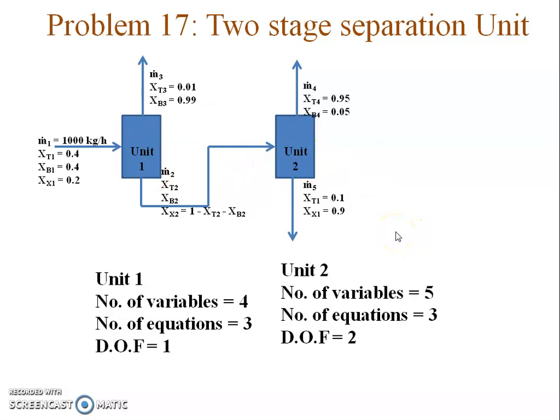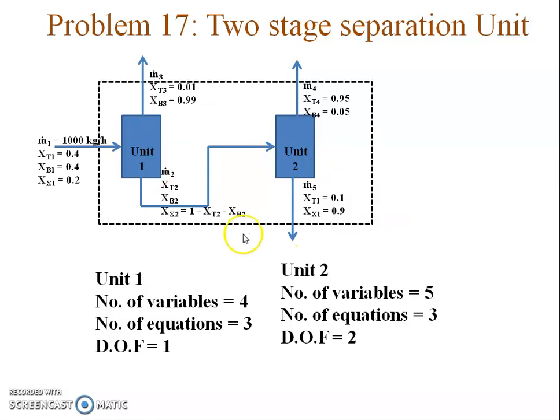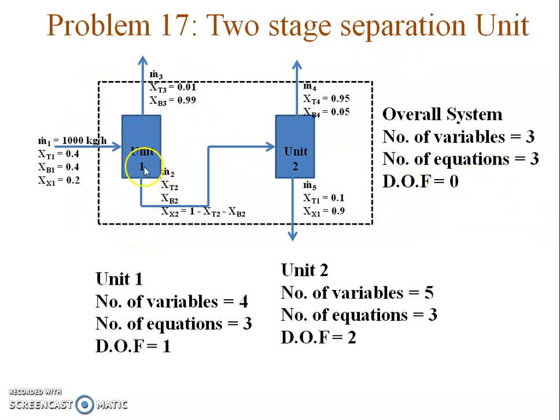So what other option do I have? I can take an overall balance. So let's check the degree of freedom on this entire system. For the overall system, how many variables do I have? M3, M4 and M5. I'm going to remind you that you have to consider only those streams which are cutting this envelope. That's why this process stream going from unit 1 to unit 2 is not coming into the picture. So the number of unknown variables is 3: M3, M4 and M5. How many equations do I have? 3 independent equations. So I can start my calculations by taking the overall balance.